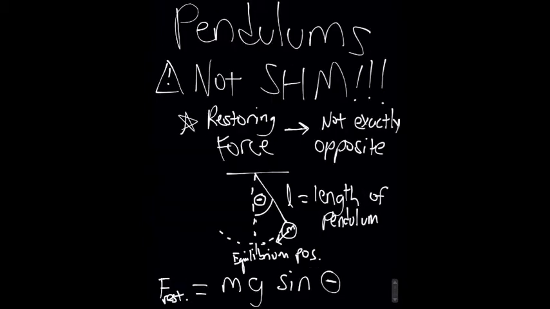Pendulums do not undergo simple harmonic motion. They approximate simple harmonic motion only under small angles. You can find the force by using the equation F equals mg sine theta. This is a restoring force, but not exactly opposite in direction. This is why pendulums do not undergo simple harmonic motion.